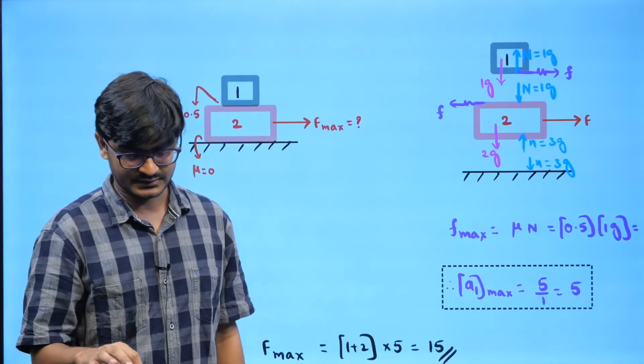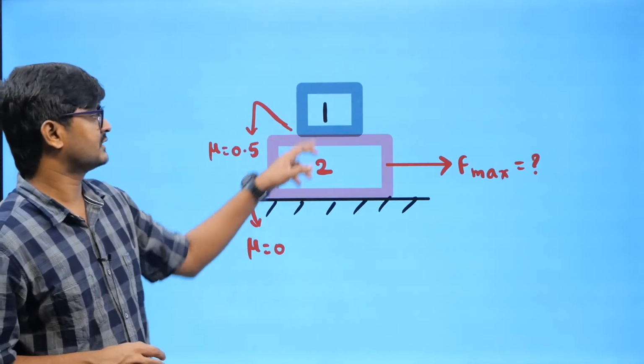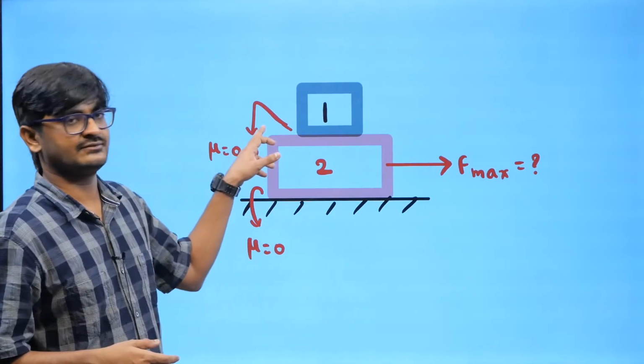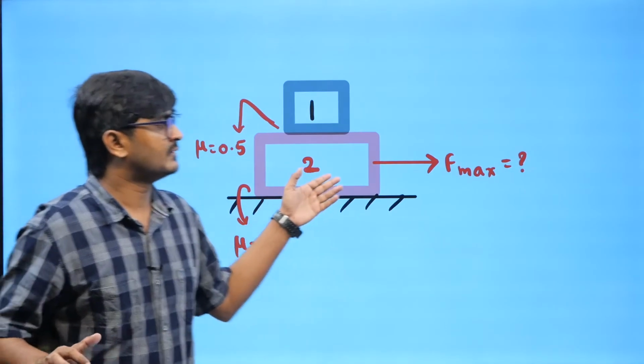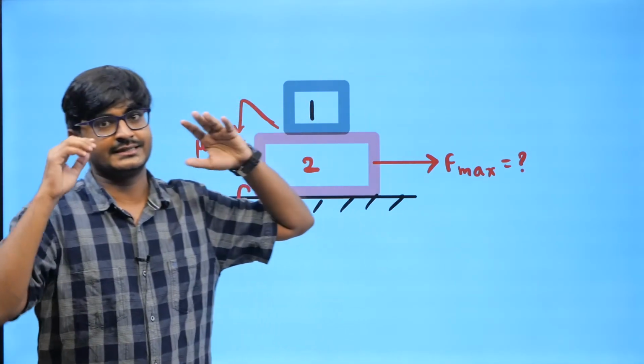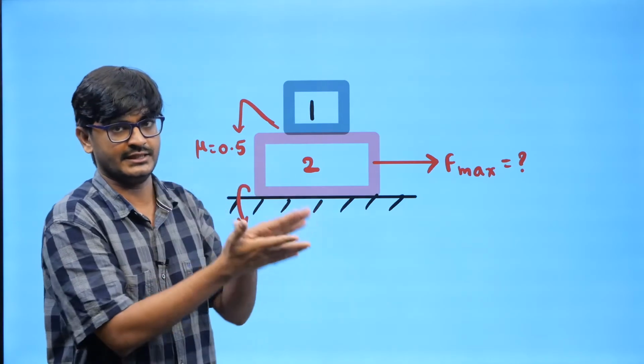The next question goes like, there is a 1 kg block, there is a 2 kg block, there is no friction here, there is friction here, whose coefficient is 0.5. So the question is, with what maximum force I can pull the 2 kg block so that they can move together, that is there is no relative motion.